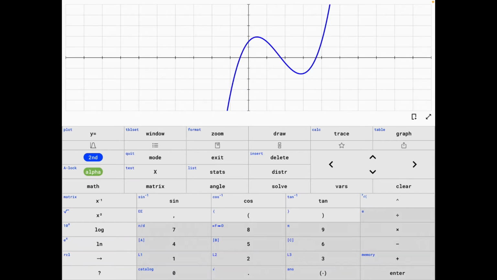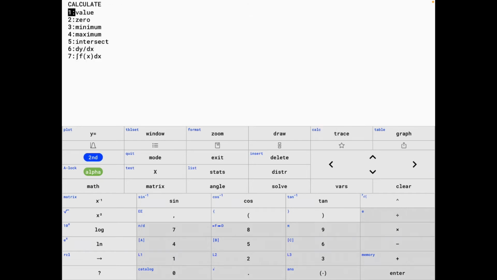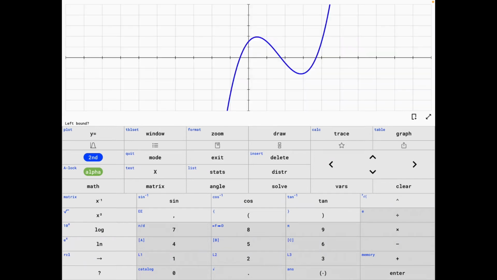So we need to calculate the zeros. We talked about this briefly in, I believe, the last video, but if you hit the second button and then along the top row, you'll see a button that says trace, and in the top left corner says calculate. So that's the button we want. And here you can calculate any minimum, maximum, any zero, or really any value that you want. So let's go ahead and just review quickly how to find one of the zeros, and I'll let you find the other. So we'll hit enter.